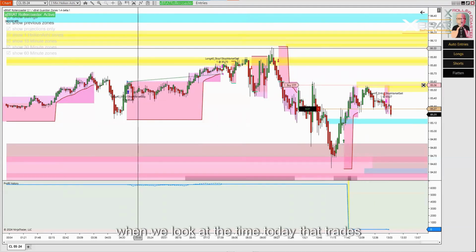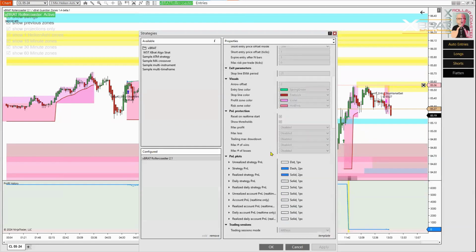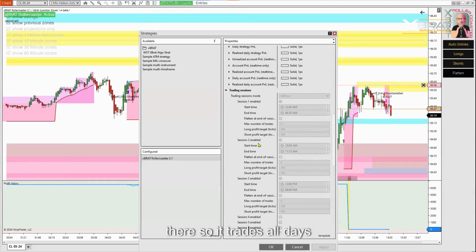When we look at the times of the day that it trades, it's different to there. So it trades all days between 12 a.m. and 6:30 a.m., so overnight. Okay, we've got another order going in on something now on HG. 10 a.m. to 11:15 a.m., 12 p.m. to 4 p.m. They're the slots that this works, but then they dovetail with others.